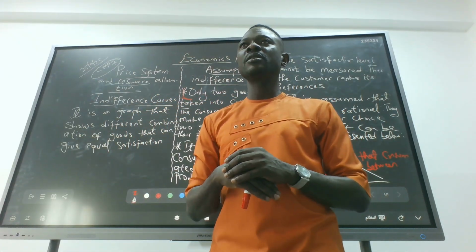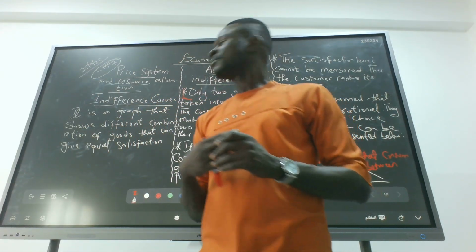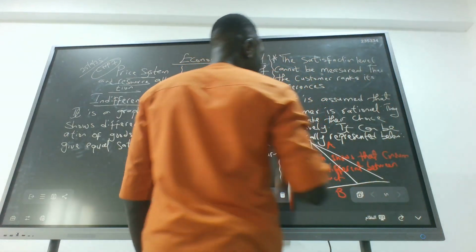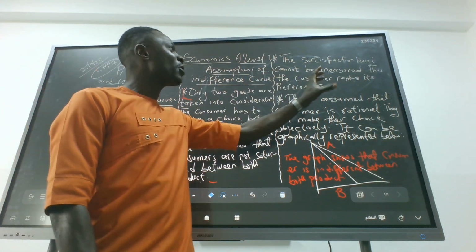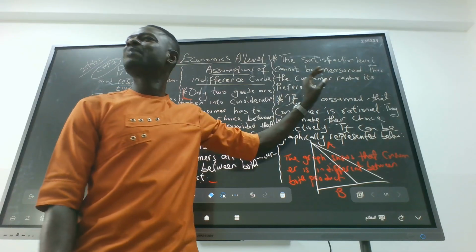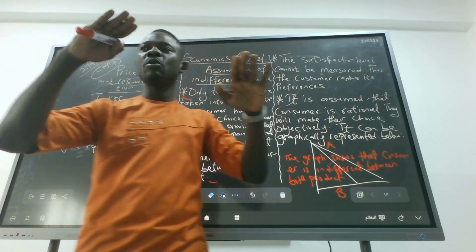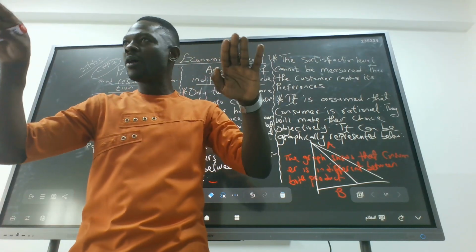That is the second point. Do you understand the second assumption here? Yes. The third assumption: the satisfaction level cannot be measured. Thus, the customer ranks its preferences. You cannot measure how satisfied you are with the product.